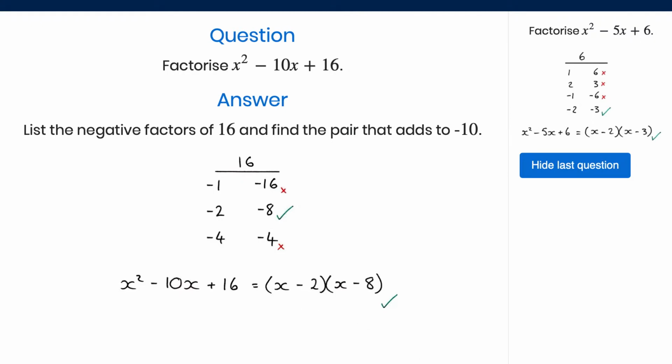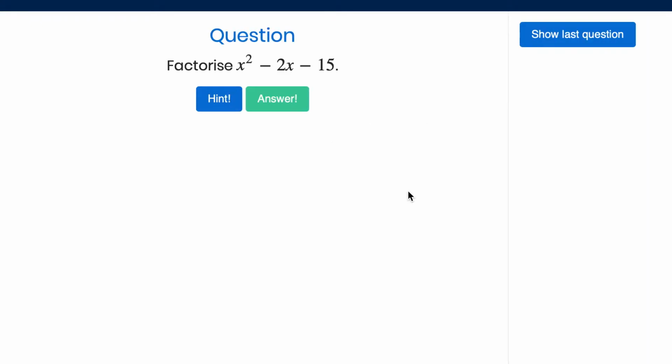The next example is slightly different. If the number at the end is negative, your factor pairs will have one positive and one negative. And this is because if you multiply two numbers and get a negative, then one must be positive and the other must be negative. So here's an example. Factorize x squared minus 2x minus 15. Notice that the 15 on the end is negative. Pause the video now if you'd like to have a go. As a hint, one of the numbers you're looking for will be positive and the other will be negative.